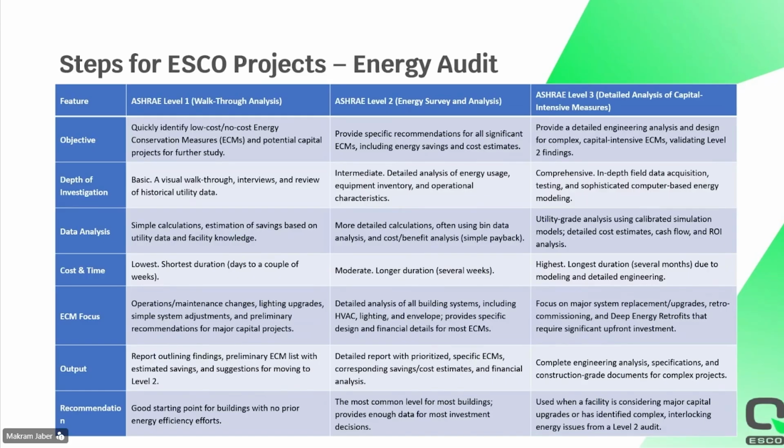For the energy audit phase, we have different types or levels of audit depending on the details we go through. There are three different levels, ASHRAE level 1, 2, 3. The difference between them, as I said, is related to the details. For example, ASHRAE level 1, we call it walkthrough analysis.